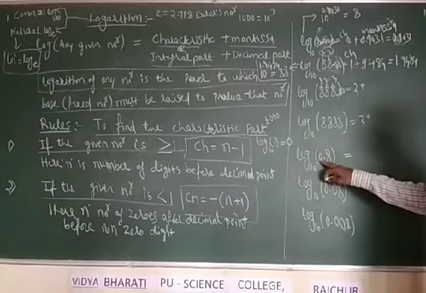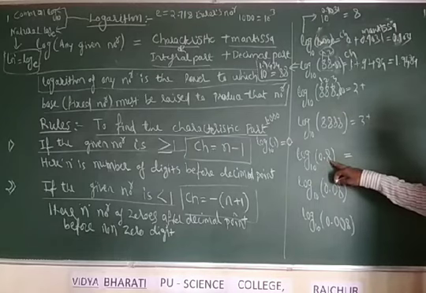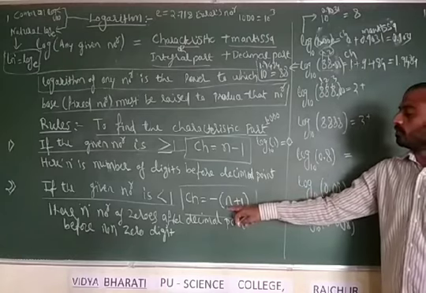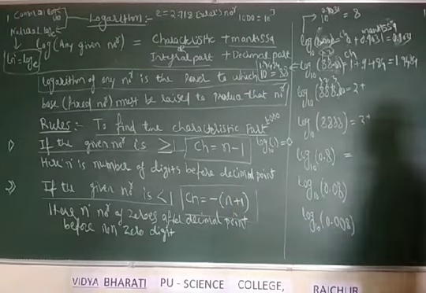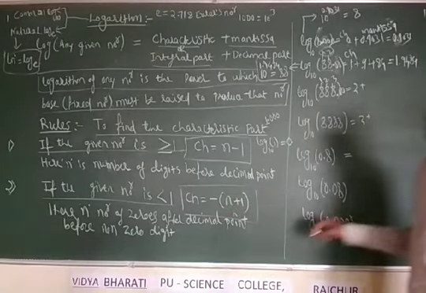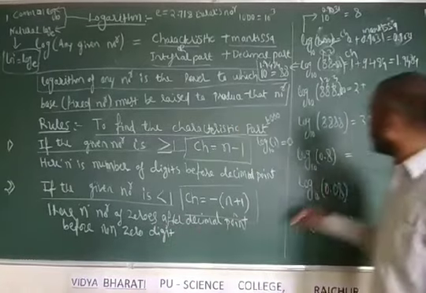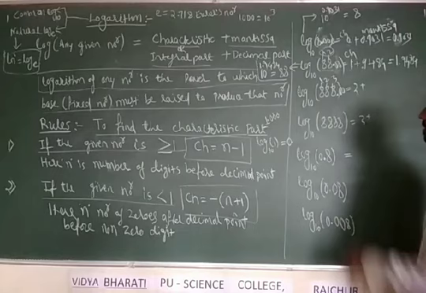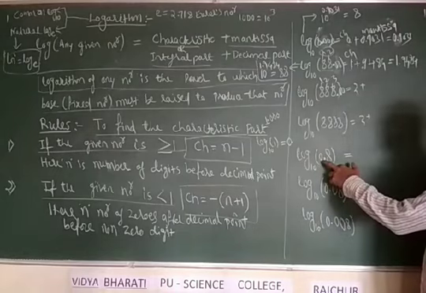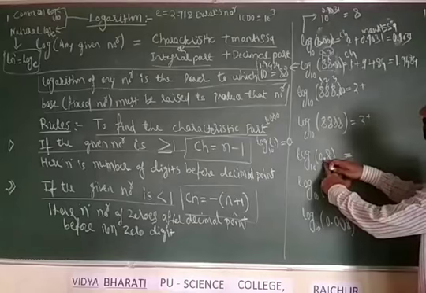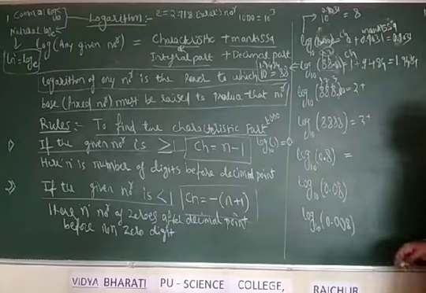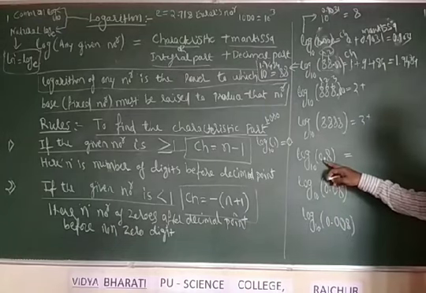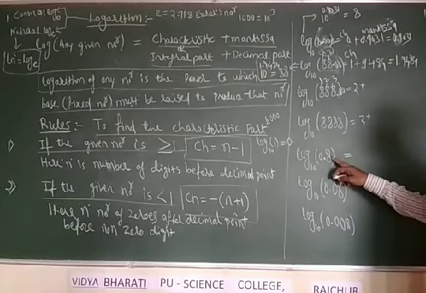While finding the characteristic of 0.8, 0.8 is less than 1. Then to find its characteristic, we have to make use of this rule, minus of n plus 1. What is n there? n is the number of zeros after the decimal point. Look at this example. While finding the characteristic of 0.8, here there is a decimal point. After this decimal point, how many zeros are there? No zeros at all. This decimal point is immediately followed by the non-zero digit, which is that 8.